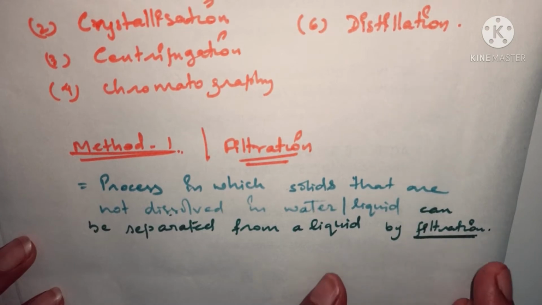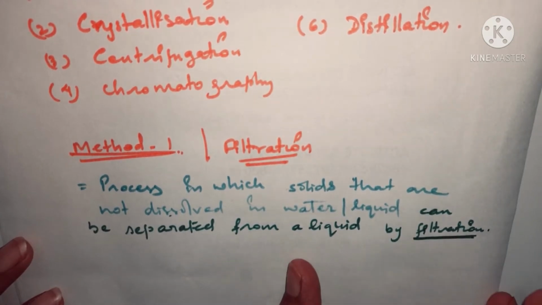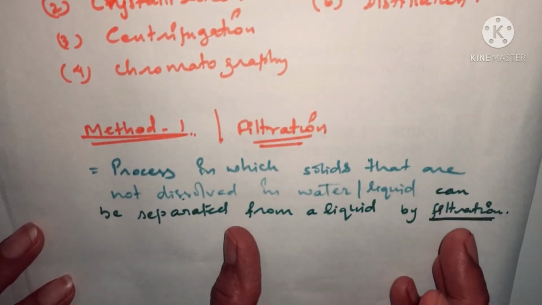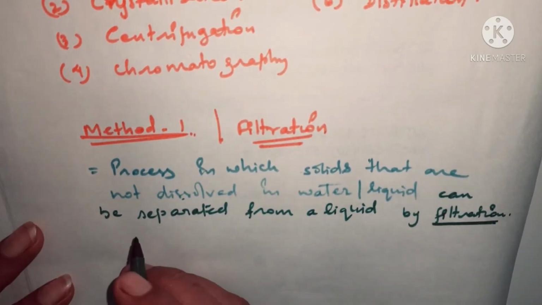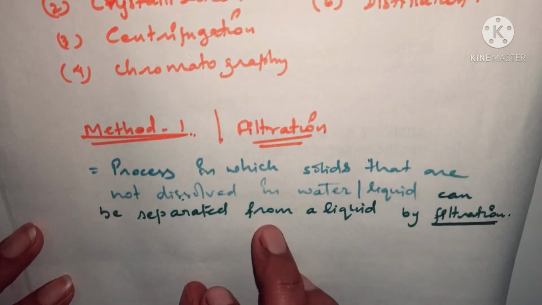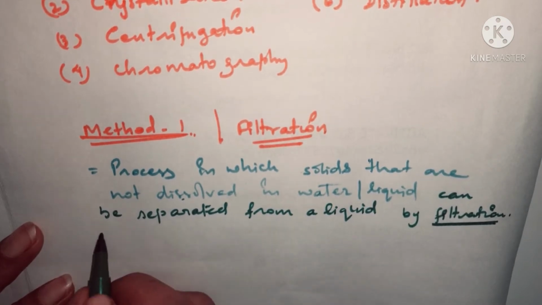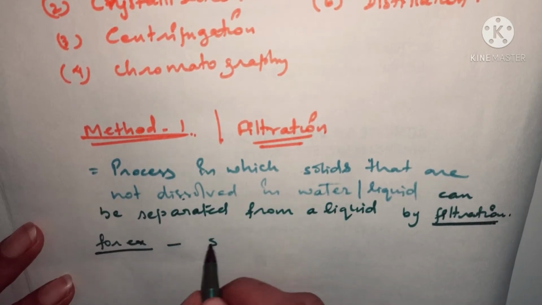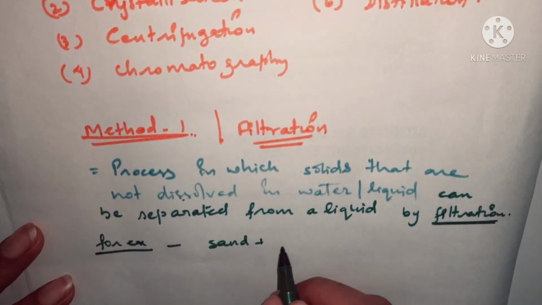So with the help of a filter, the insoluble solid of the mixture is separated from the liquid through this filter. For example, let us consider an example. We have the combination of sand and water.